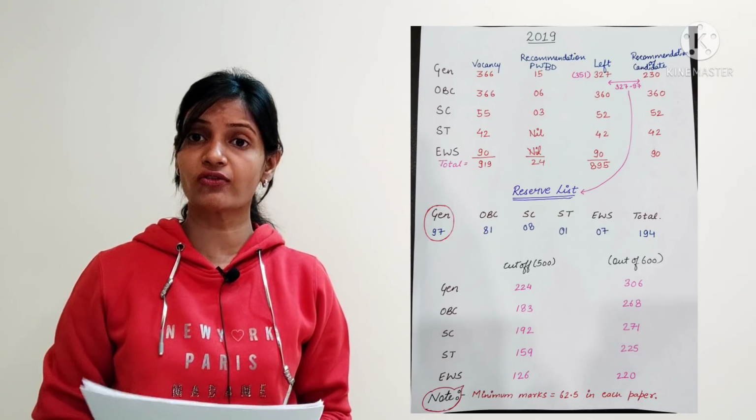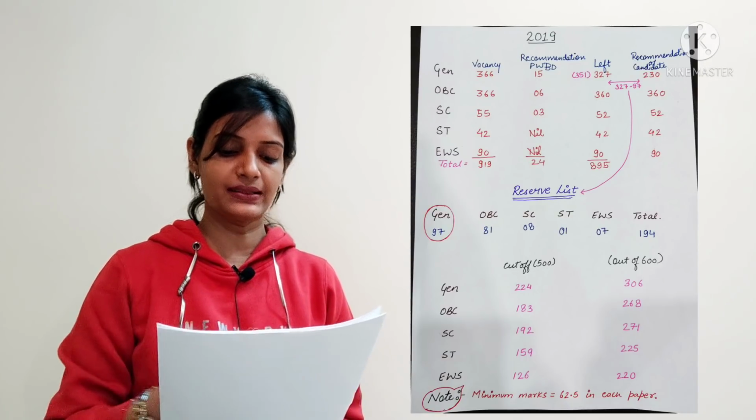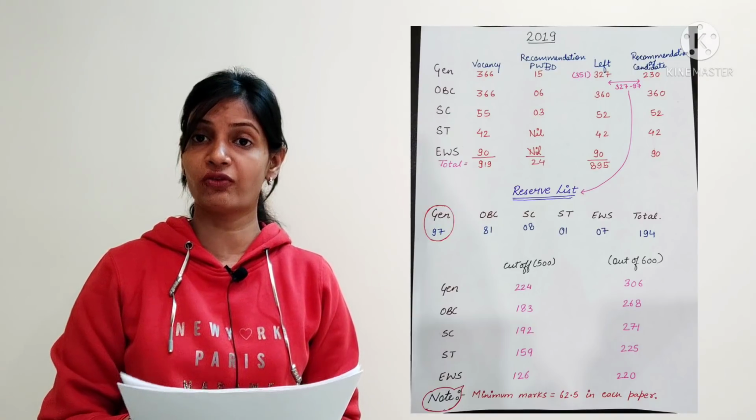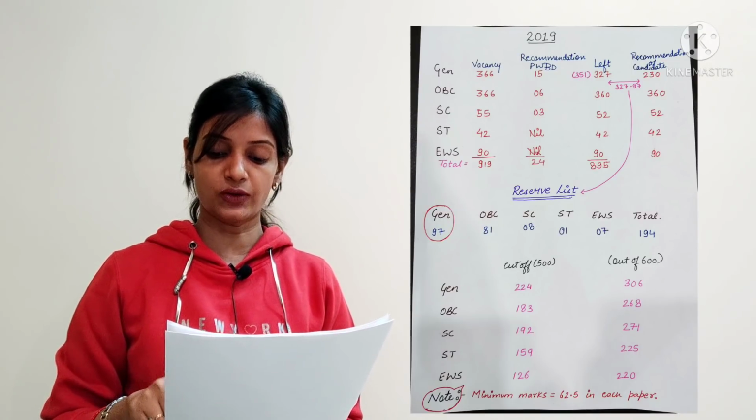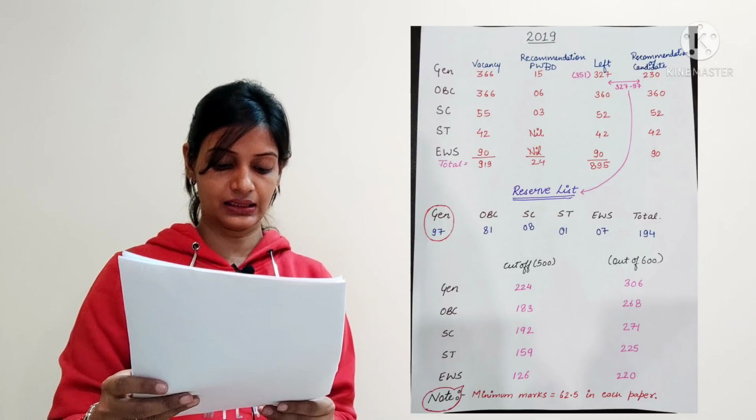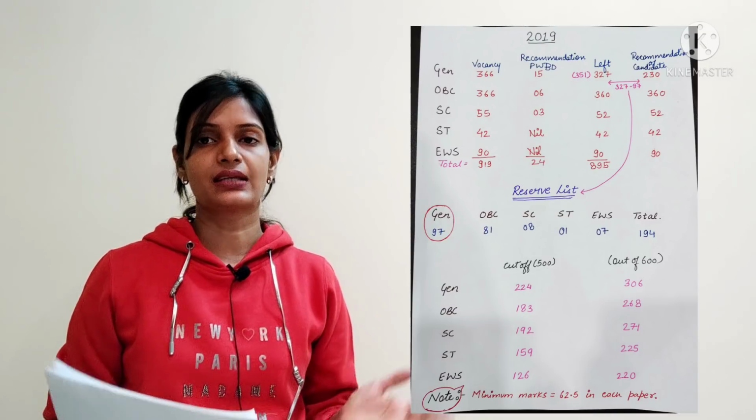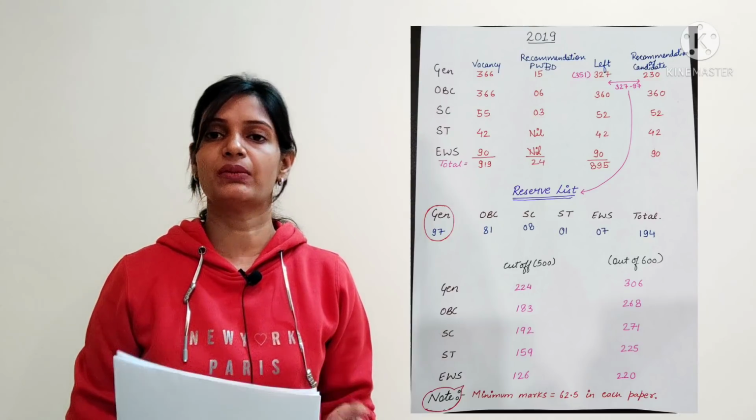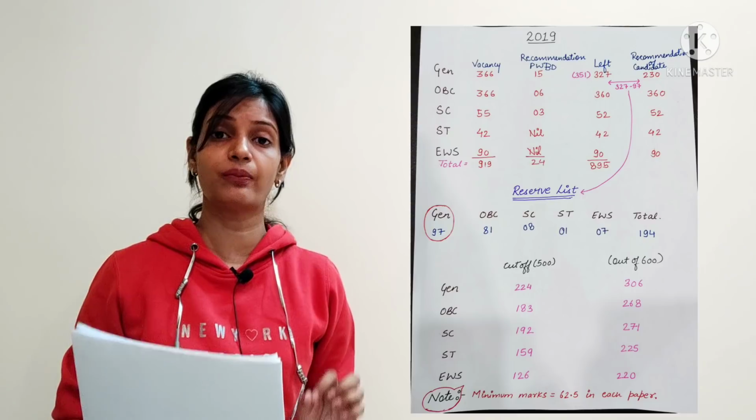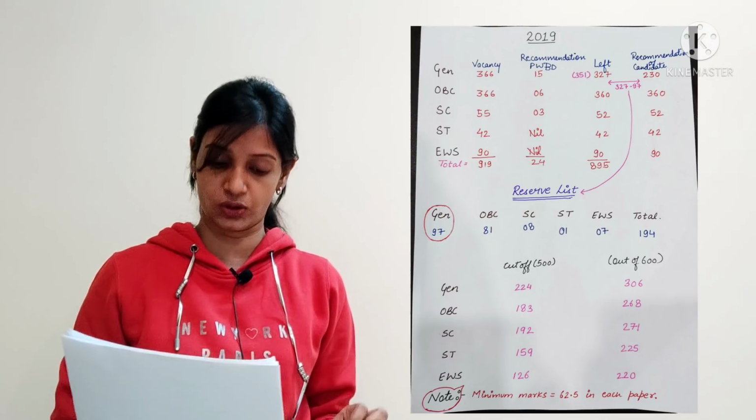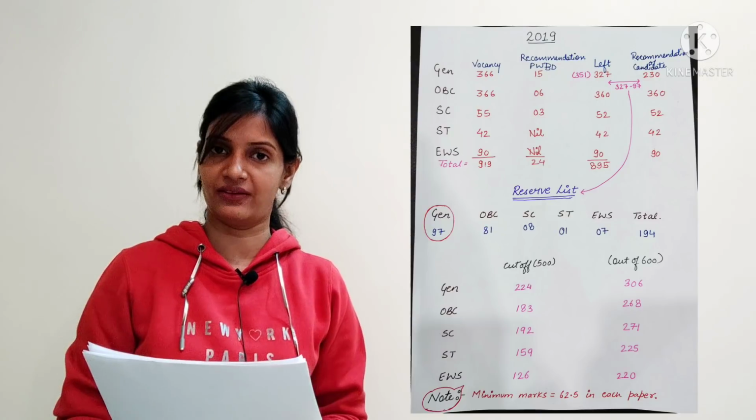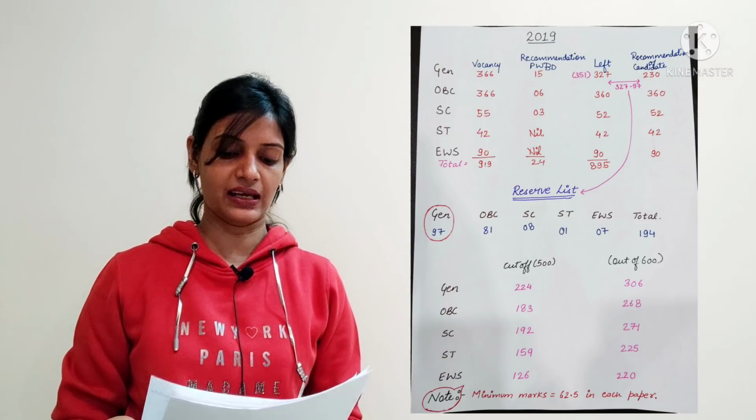Let's talk about the cutoff of 2019. You can see I am not reading each and every value. For the general it was 224 out of 500, and out of 600 it was 306. On the last line it is written that minimum marks. Some videos are saying minimum marks is 30% for each paper. That is incorrect. Actually the minimum marks is 25%, so in each paper you have to score at least 62.5. I hope that is clear.